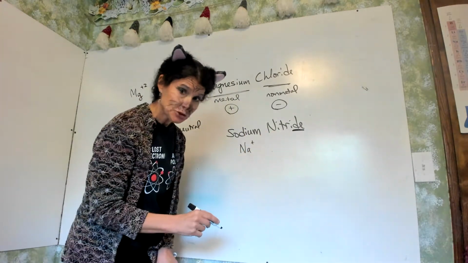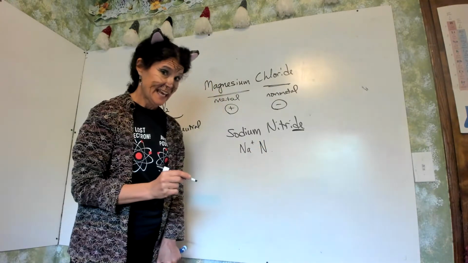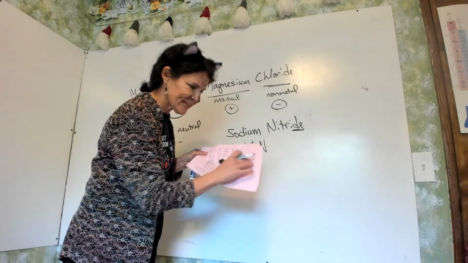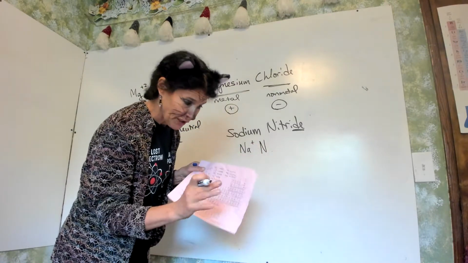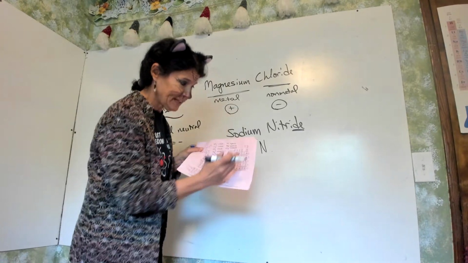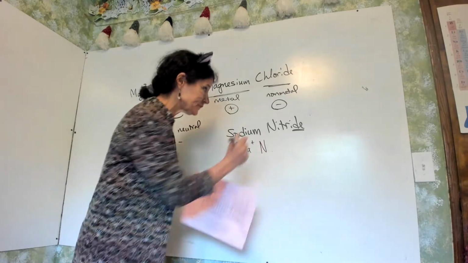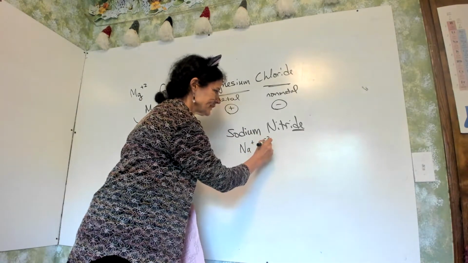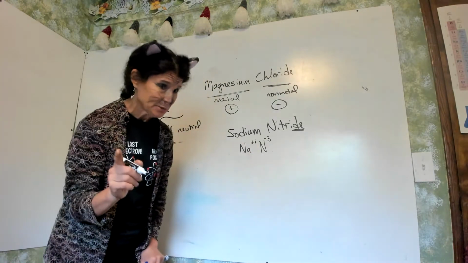That means nitrogen. So we have N. We find it on our handy-dandy periodic table. So noble gases, no charge. Next family, the halogens are -1. The chalcogens, oxygen's family, are -2. And the nitrogen family, they're always -3. So you can show the +1 because that does help some students.